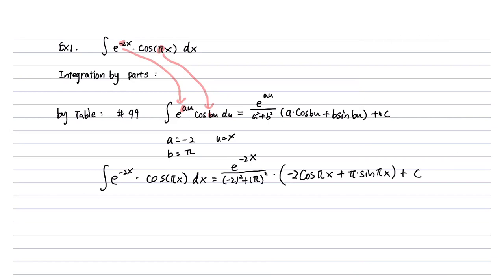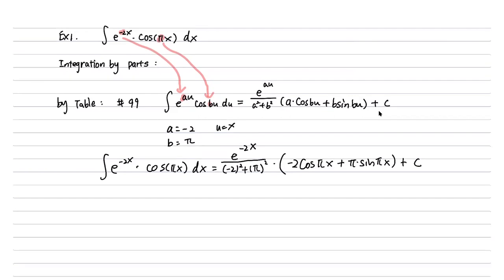Right, and now of course, if we want to make this look a little bit nicer, we'll do e to the negative 2x over 4 plus pi squared, right? And now everything else, I will just leave it in there. I will not risk the algebra right there. All right, so just leave it like that.